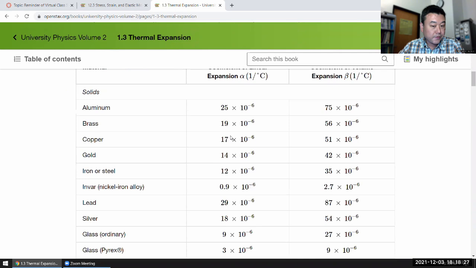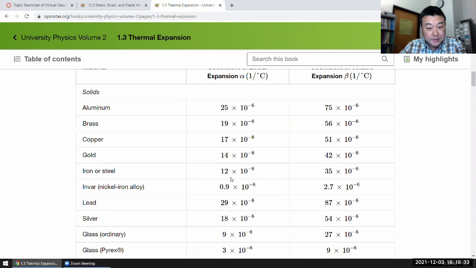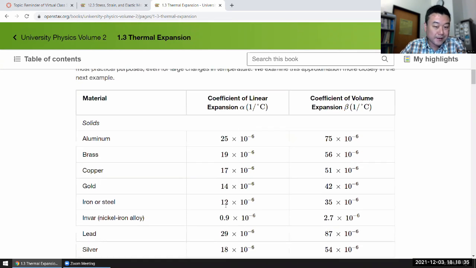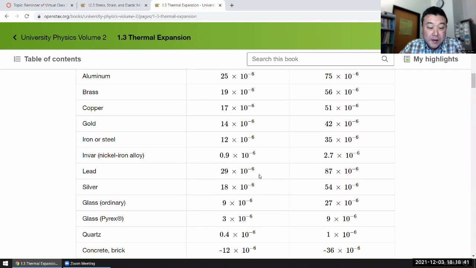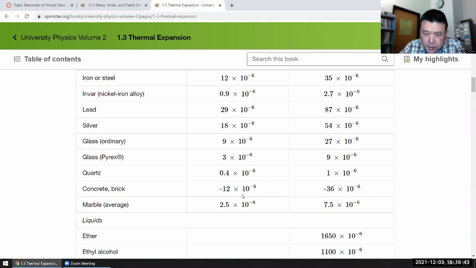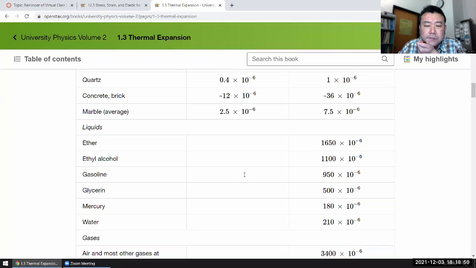When you look through it, it's interesting. Aluminum has that. Iron also has a smaller coefficient of expansion. So I guess that's great. Really, Invar, I thought it could be even smaller. And there should be some materials with a negative coefficient of expansion. Not sure. Well, it doesn't matter.